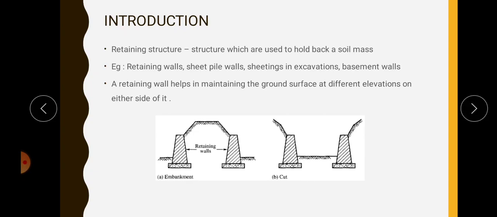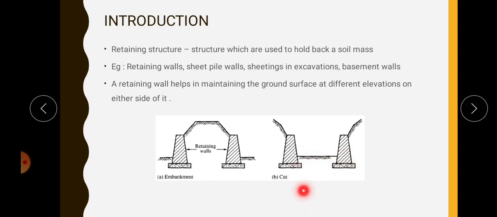In order to hold a soil mass, we provide retaining structures. Examples of these retaining structures are retaining walls, sheet pile walls, sheetings in excavations, basement walls, etc. These are provided in order to hold back a soil mass. In this figure, there are some of the retaining structures. A retaining wall helps in maintaining the ground surface at different elevations on either side of it.